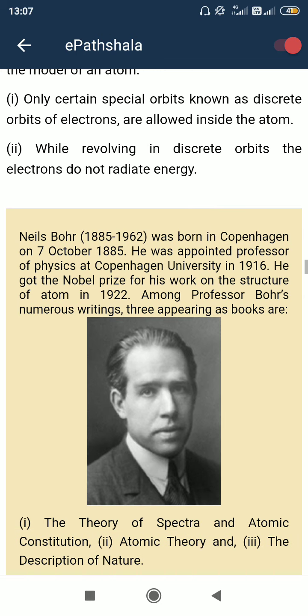So two principles are written here. Only certain special orbits, known as discrete orbits. Discrete means it is not continuous. It is not like one orbit has 1 kilojoule energy and another has 1.001, like this, not continuous. So the second orbit may have 2 kilojoule or 3 kilojoule energy, like this. In between these there is no value, it is a discrete number, that's why discrete orbits.